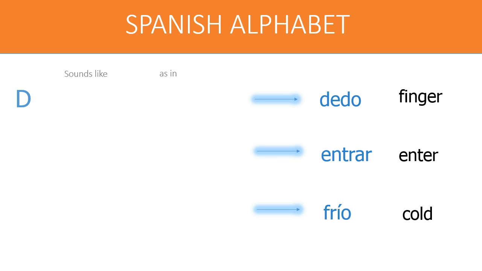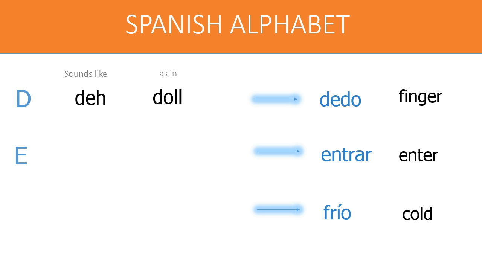Let's move on to letter D. In Spanish, it sounds de, as in doll. An example in Spanish would be the word dedo, which means finger.